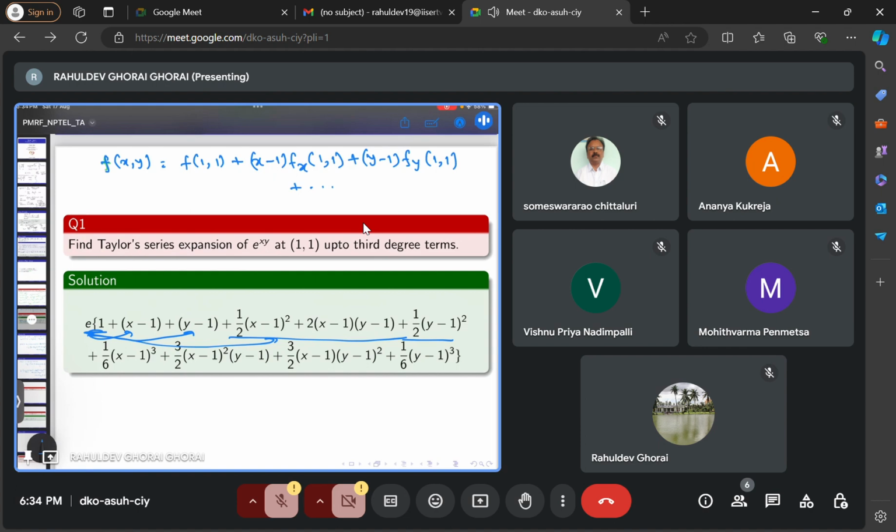Not for this question, but for some other question we will see how the error comes. If you take more terms, instead of third degree terms you take 4th degree, 5th degree terms, then you will see a better approximation. It will approximate the function better.